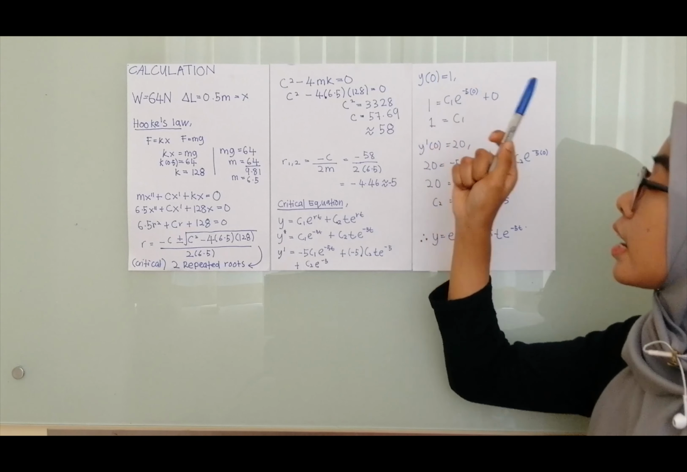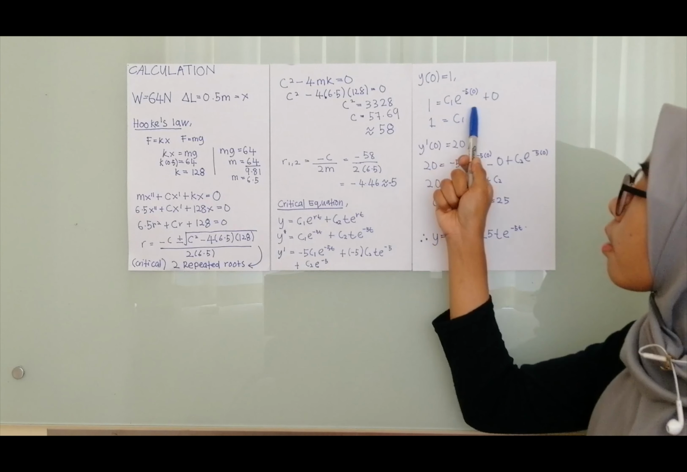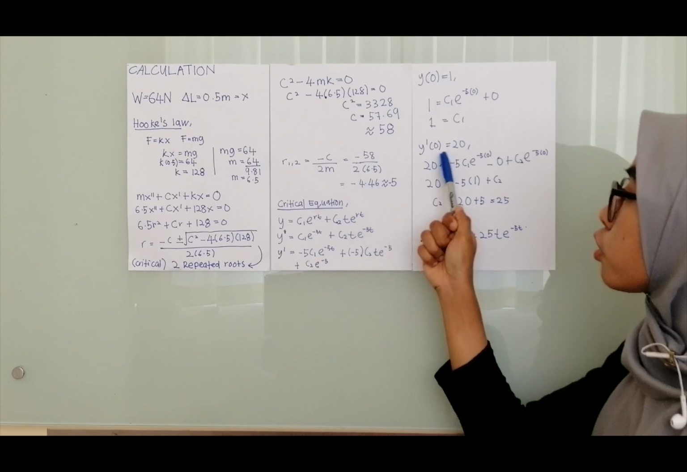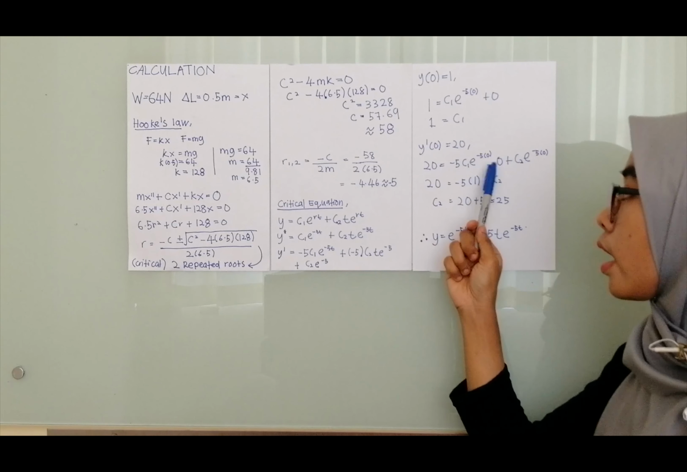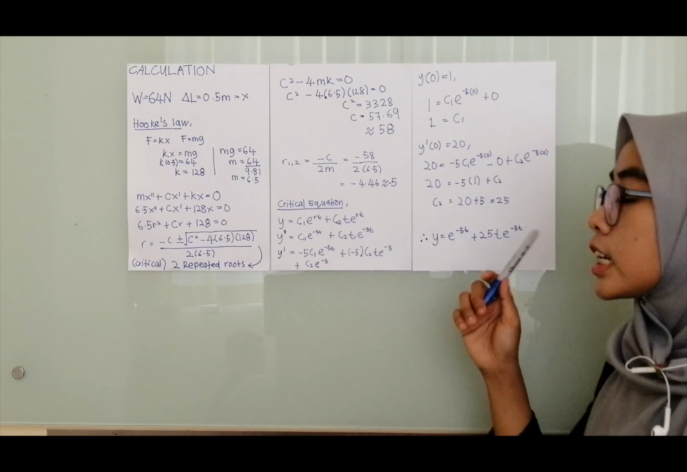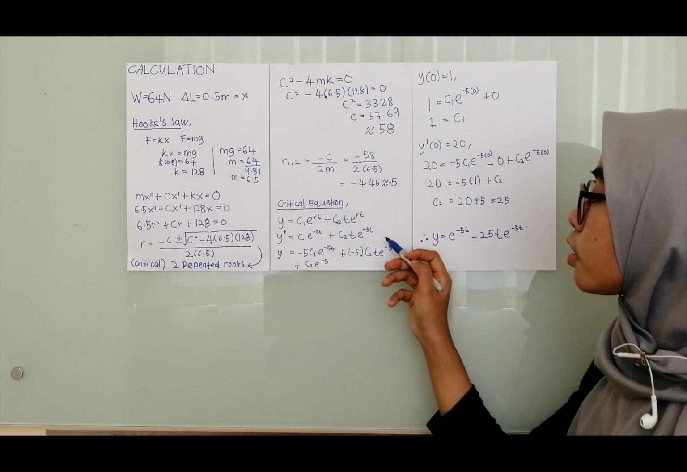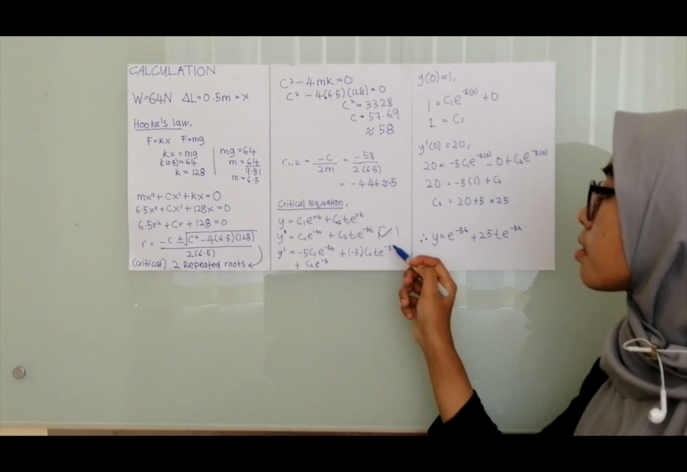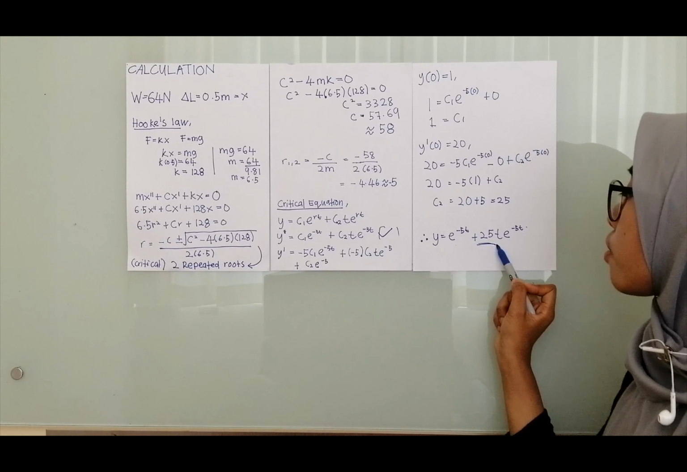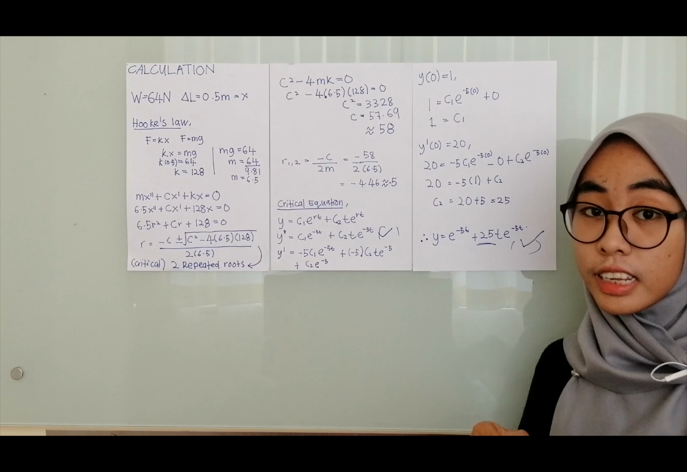We substitute t equal to 0 and y equal to 1. So we got c1 is equal to 1. And substitute y prime equal to 20, t equal to 0, and we got c2 is equal to 25. And then for the final equation, we need to rewrite this equation by substituting c1 and c2. So we got c1 equal to 1 and c2 equal to 25, and this is the critical equation that the question needs us to find out.